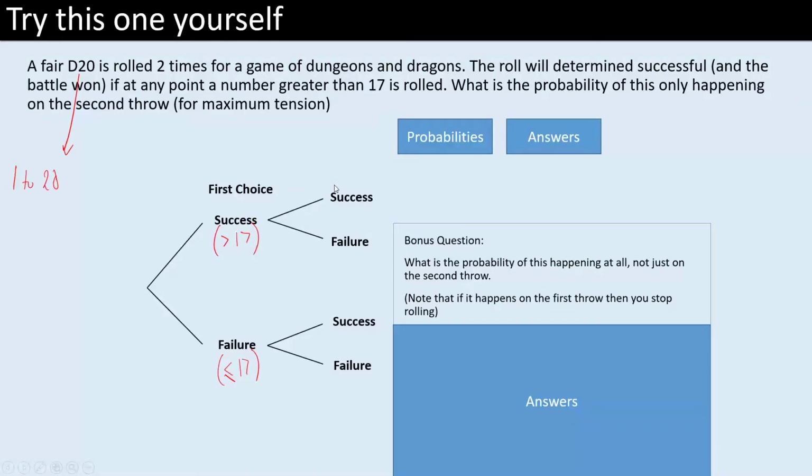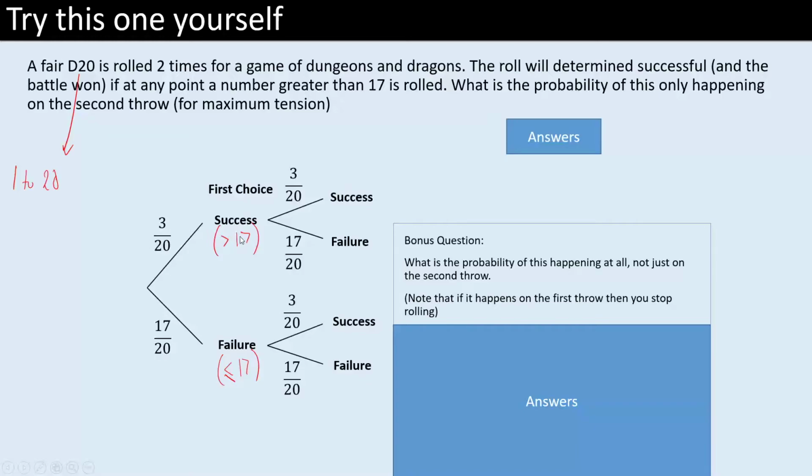In our second choice, it's more of our second roll, the probabilities will be the same, because rolling a dice one time doesn't affect what it gets on the second roll. Okay, they are independent events. So let's fill in our probabilities.